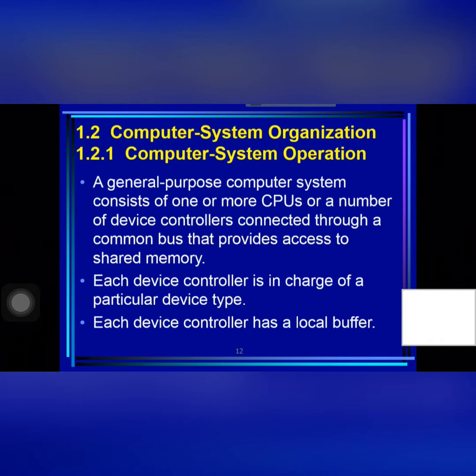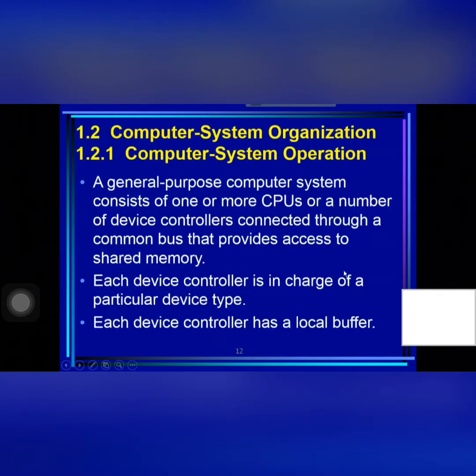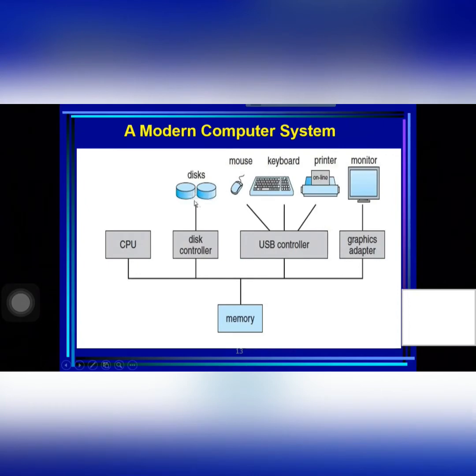A modern general-purpose computer system consists of one or more CPUs and a number of device controllers connected through a common bus that provides access to shared memory. Such as this picture, this is CPU, this is memory. All others here are I/O devices. Each device controller is in charge of a specific type of device. For example, disk drives, audio devices, or video displays.